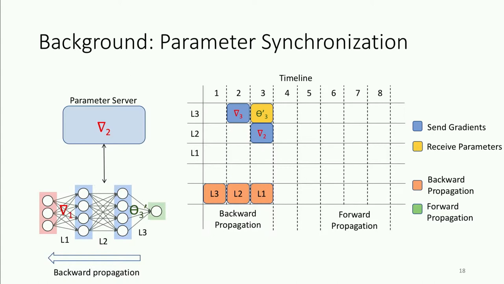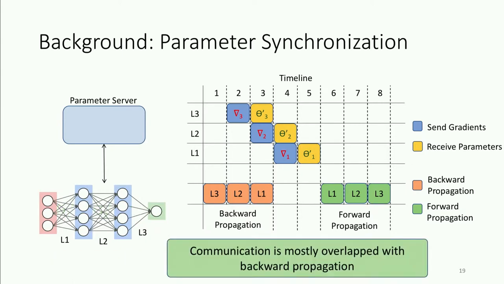While computing the gradients of the first layer, the framework sends the gradients for the second layer. But at the same time, it receives the updated parameters for the third layer. And this happens until the parameters for the first layer have been updated. Once this is done, we can start the next iteration by issuing the forward propagation. So as you can see, by doing this method of parameter synchronization, you can overlap the communication mostly with the backward propagation. And the delay between the two iterations is only limited by the synchronization for the first layer.